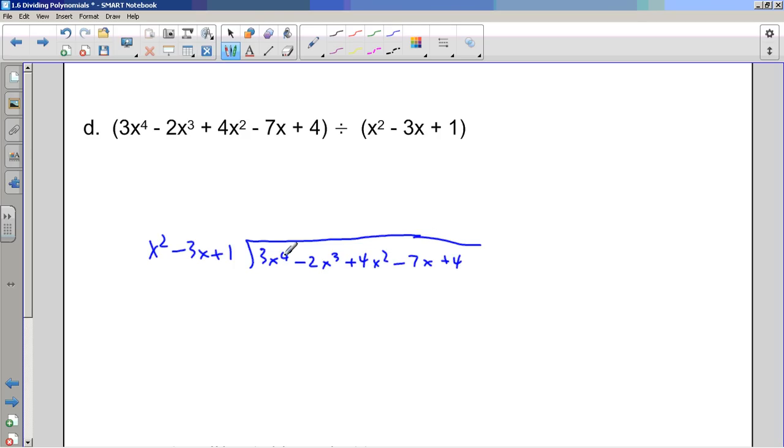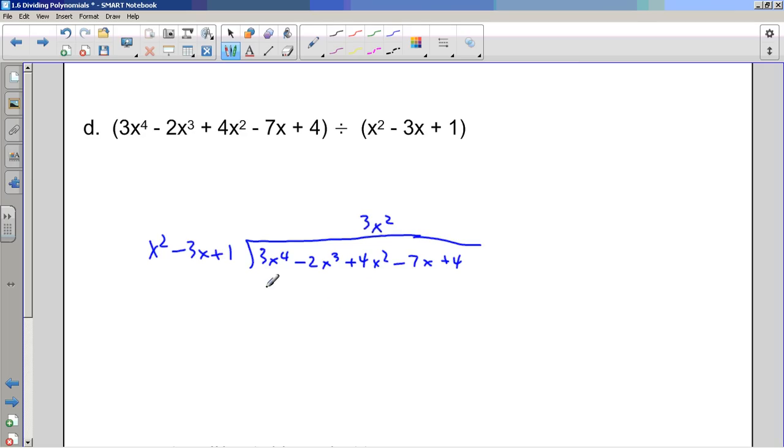Well, what do I multiply by this thing so that I get rid of my first term? Well, I need to multiply by a 3 and an x squared. Where do I write the 3 and the x squared? 3x squared goes there over the other x squared term. And when I multiply, I'm going to be subtracting 3 things instead of just 2. So is that different? A little bit, not much.